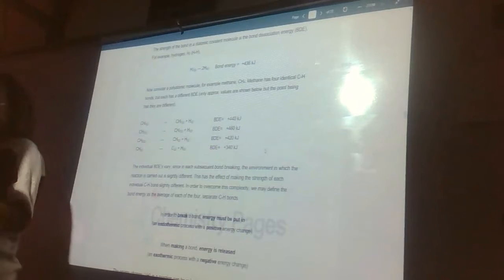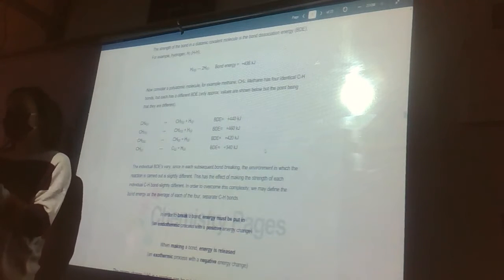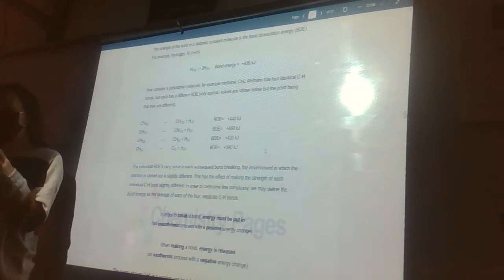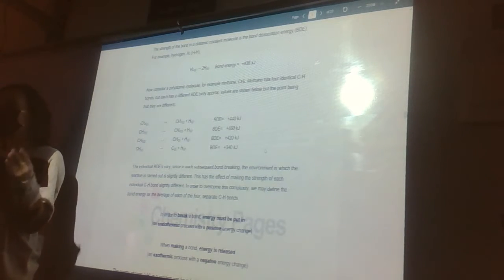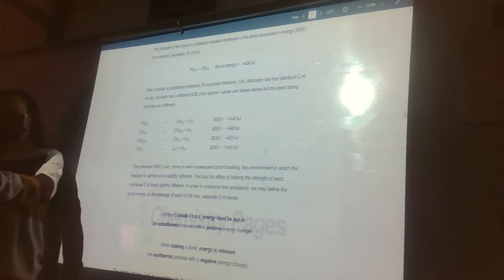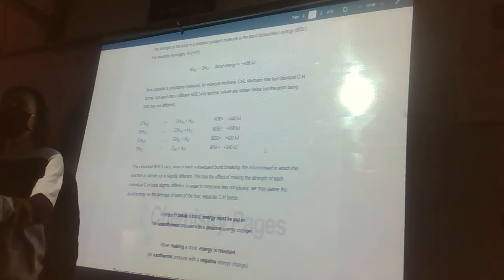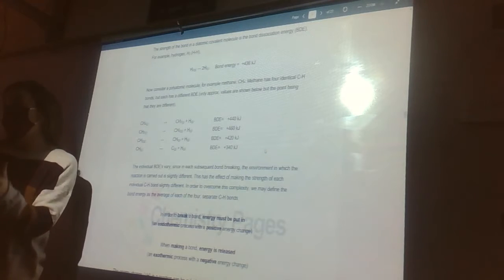Okay, so bond enthalpy. When you break a bond, that takes energy. That is an endothermic process. When you make a bond, energy is released. That's an exothermic process. They're equivalent. So breaking a bond and making a bond, the same bond, either absorbs or releases the same amount of energy, it's just opposite signs.